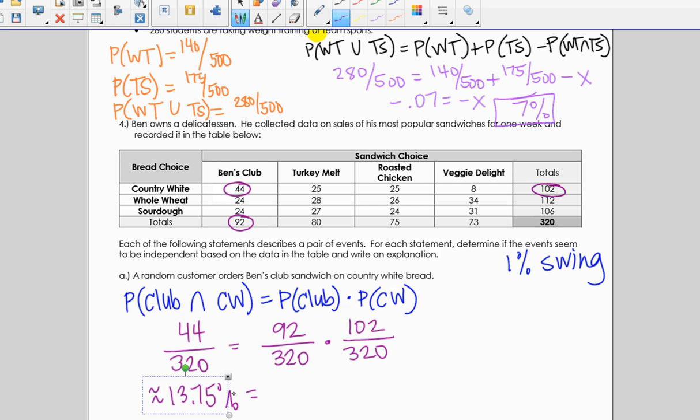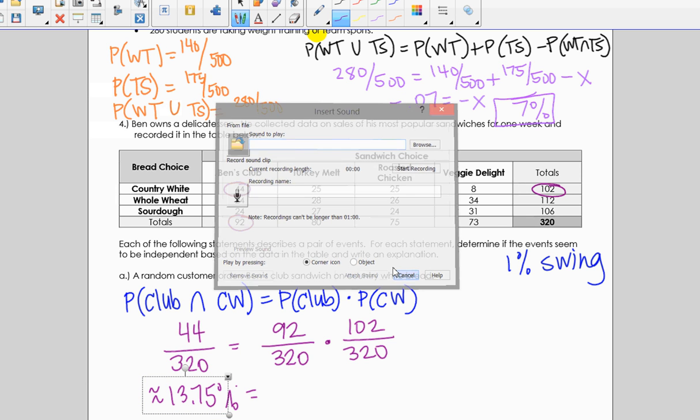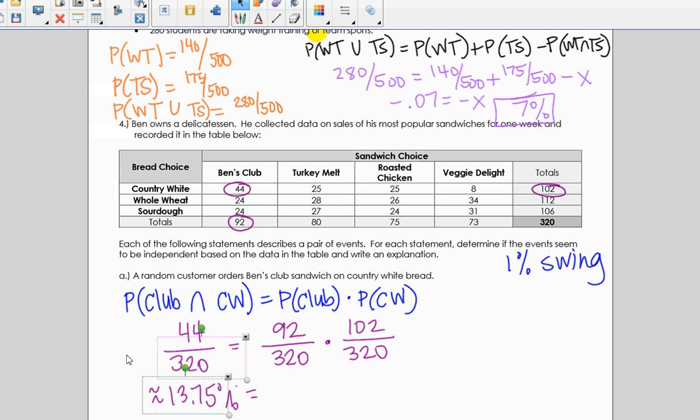And then, that should be a percent. Oh, for the love. Okay. There we go. And we're back and running, maybe. We're clicking on everything.